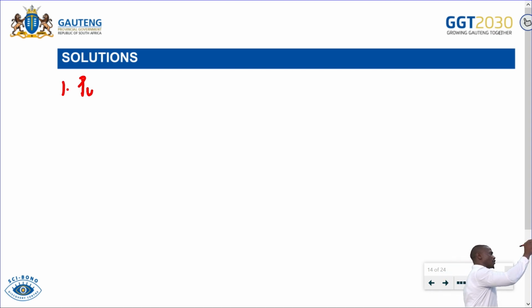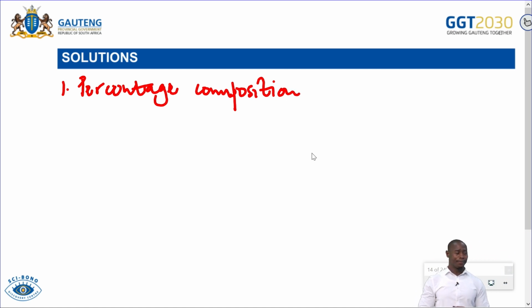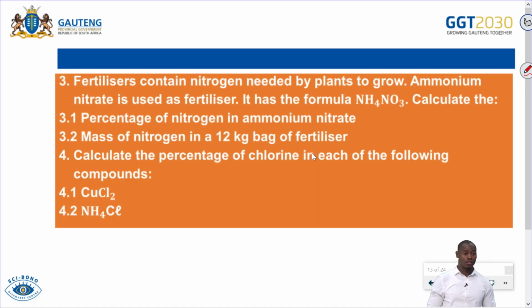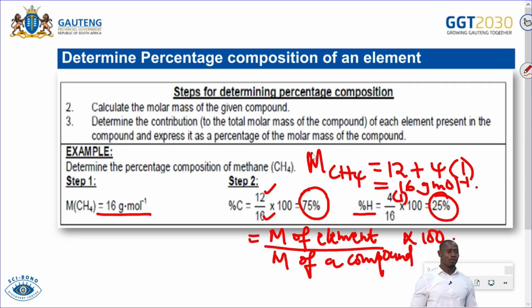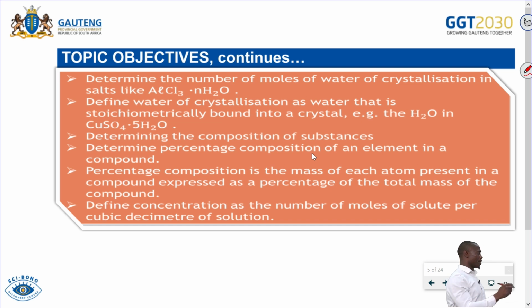So percentage composition. Where are you going to get this definition? You'll get this definition from the exam guideline. So let's go back to our exam guideline. According to our exam guideline, this is how we have to define percentage composition.